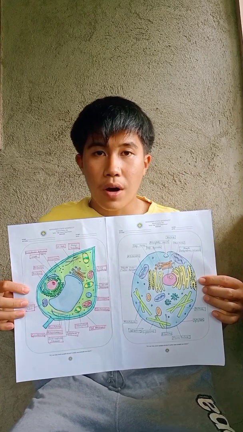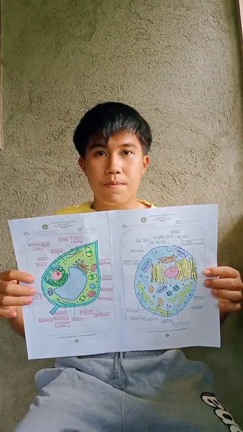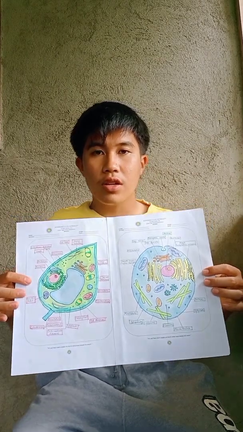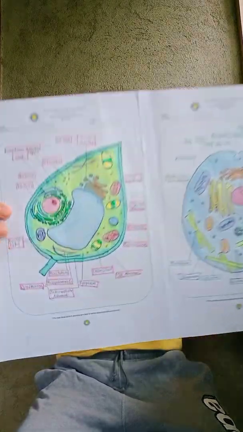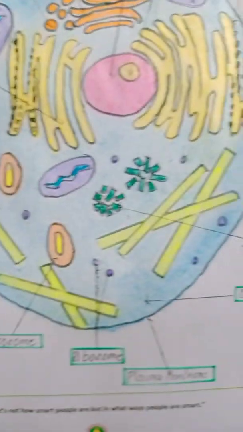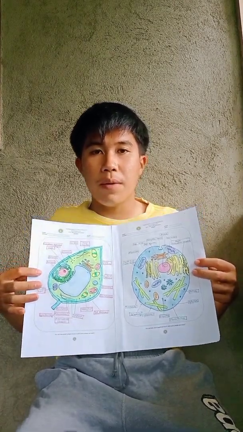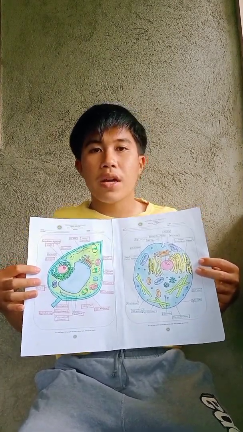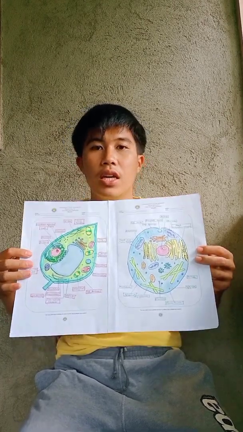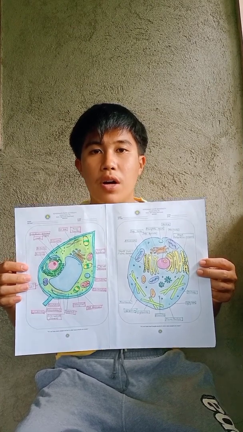So the last part of the cell is the cytoskeleton. Here is the cytoskeleton, and here. The cytoskeleton is composed of microtubules, microfilaments, and intermediate filaments. The function of this part is that it gives the cell its shape and it organizes the cell parts. And those are the parts of the cell.